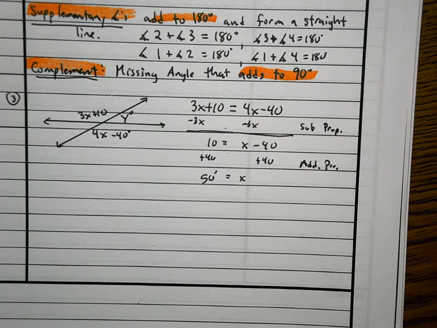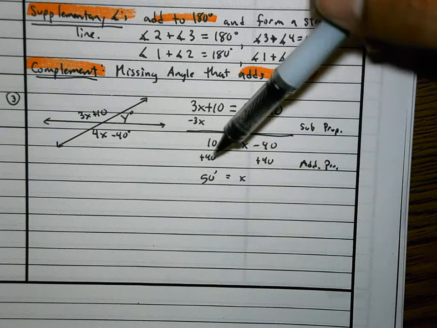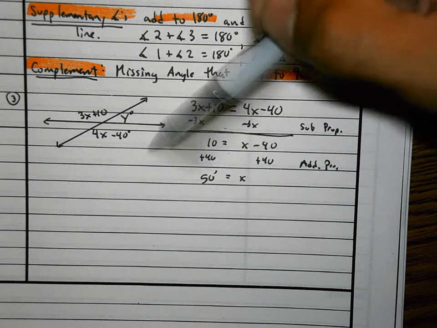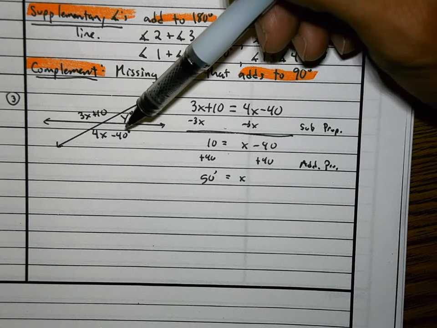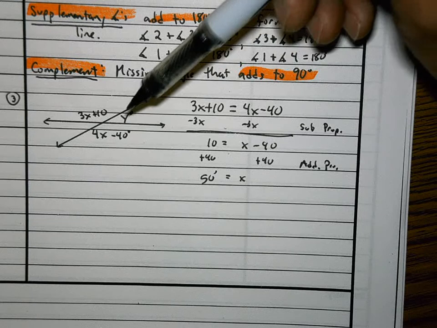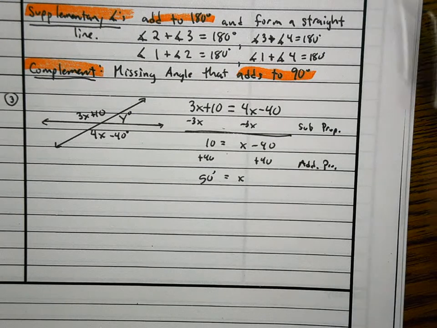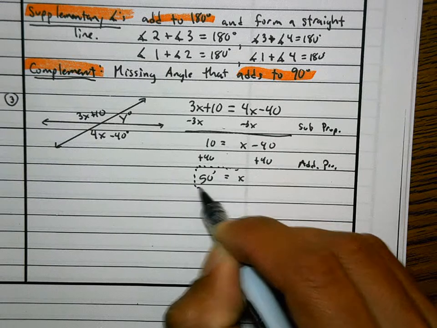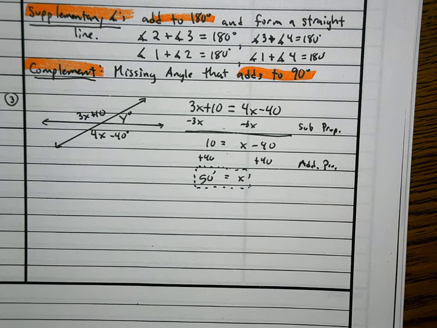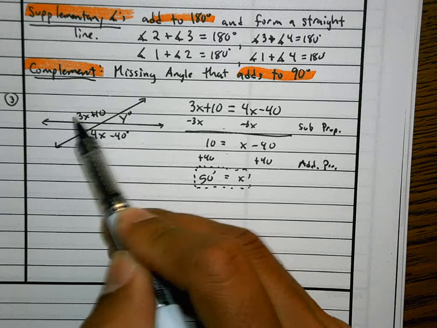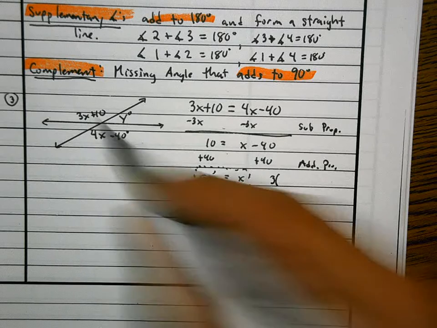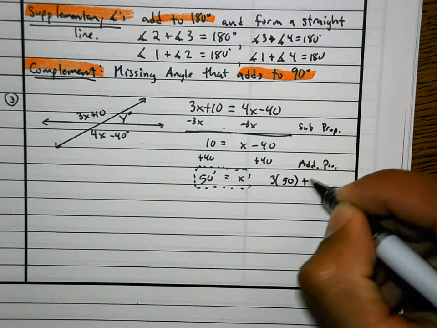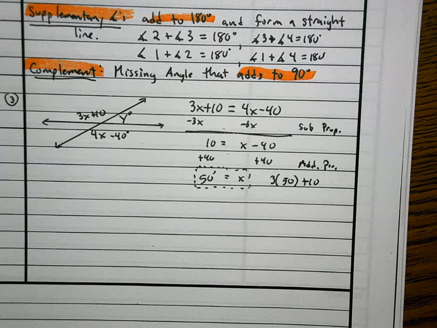Some of the problems are going to ask you to find the angle's measurement. So don't think that that means that this angle is 50. What it means is x is 50, and so if I want to know what this angle is, I have to actually plug it back in. So this is part of our answer. But if I want to know what this angle is, right over here, this 3x plus 10, then what I have to do is 3 times 50 plus 10. What is that angle's measurement going to be?